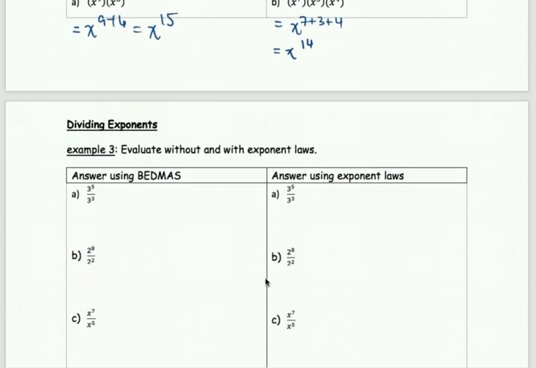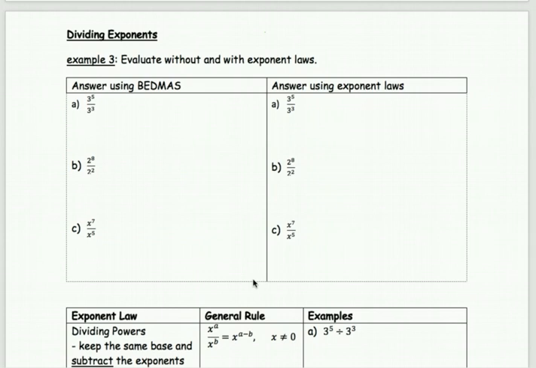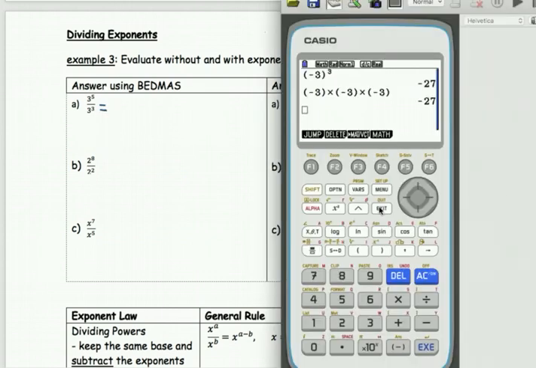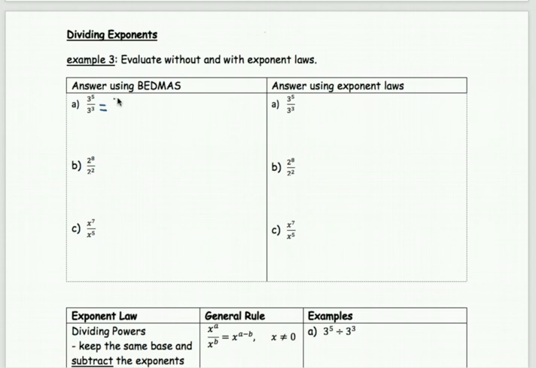All right, so let's move on to dividing. So same idea with dividing. It's very similar. Okay, so again, I'm just going to go through and use BEDMAS here. So I'm going to go 3 to the 5. Okay, so I'll go 3 to the 5. Calculate that, I get 243. Okay, 3 to the 3 is 27. So when I take these and divide them out, my calculator, I will get 9.